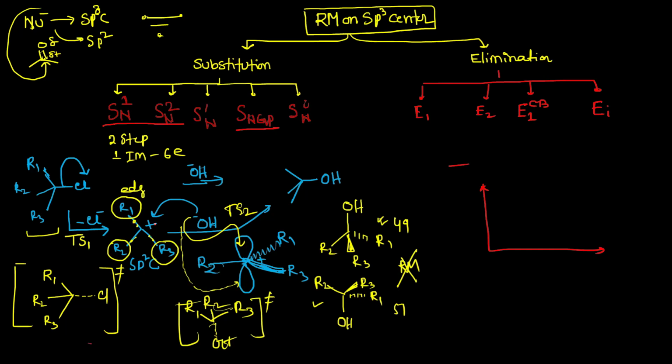We know that reactant and product are neutral molecules, but the intermediate is positively charged. That means it is unstable. It is less stable than the reactant or product. So if my reactant energy is this, or if my product energy is this, then obviously the intermediate carbocation will have more energy. That means less stable.